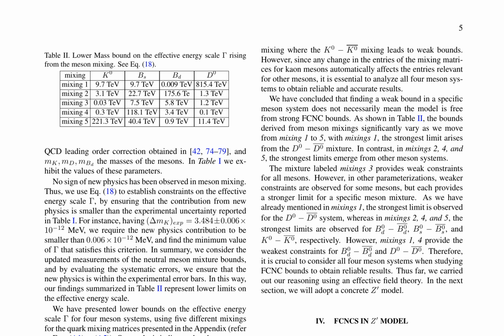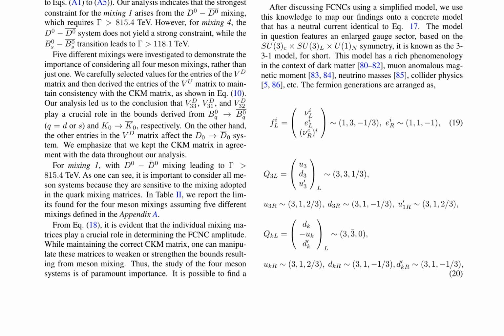This model has been extensively studied in various areas, including dark matter, muon anomalous magnetic moment, neutrino masses, and collider physics. In the 331 model, each fermion generation consists of a left-handed doublet containing a neutrino, an electron, and a right-handed charged lepton, while the quark sector comprises a left-handed triplet and 3 right-handed singlets per generation. A comprehensive analysis of FCNC bounds necessitates considering all 4 meson systems: K0 K0bar, D0 D0bar, Bd0 Bd0bar, and Bs0 Bs0bar. The authors demonstrate that a weak bound in one meson system does not imply the absence of strong FCNC bounds in the model.